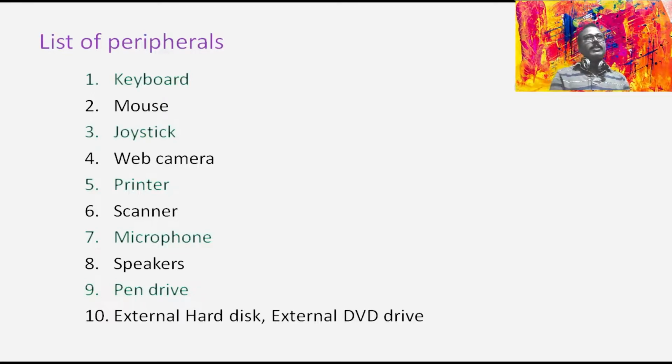The list of peripherals is like this: keyboard and mouse are the two important things, and then the joystick, which is used in gaming scenarios, something like a gear rod which you can move so that the scene on the screen changes. If you are driving a car, then by using a joystick you can control it. And then the web camera. If you want to do any recording, or talk to any person and transmit your video, then you require a web camera.